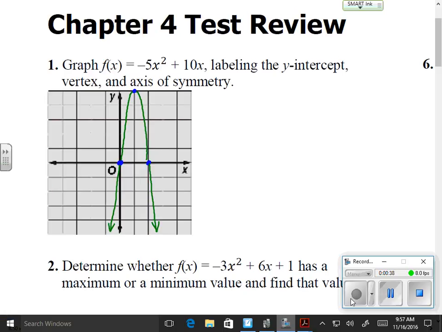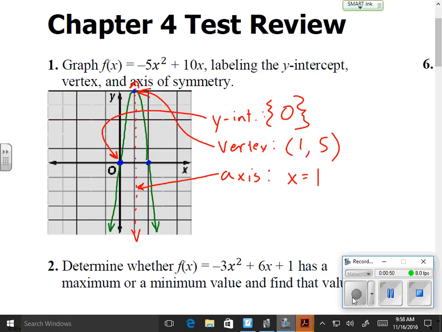So here's what my parabola will look like, and I will need to label the y-intercept, the vertex, and the axis of symmetry. So the y-intercept would be 0, the vertex is at 1, 5, and the axis of symmetry is the line x equals 1.